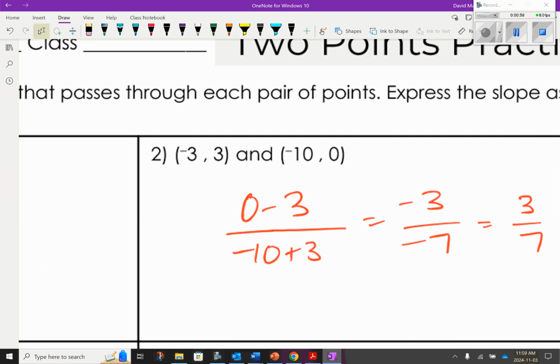For number 2, again, match up x with x for the denominator, y with y in the numerator. So 0 minus 3, that'll be negative 3. Negative 10 minus negative 3, same thing as negative 10 plus 3. Sorry, but we can reduce negative 3 over negative 7. That should reduce down to 3/7.